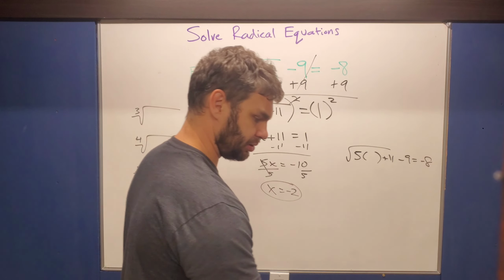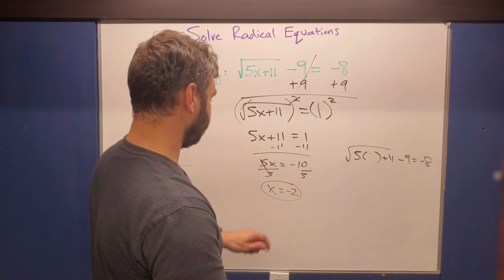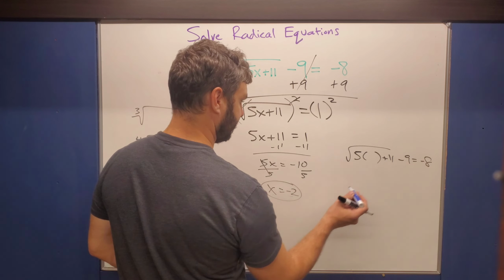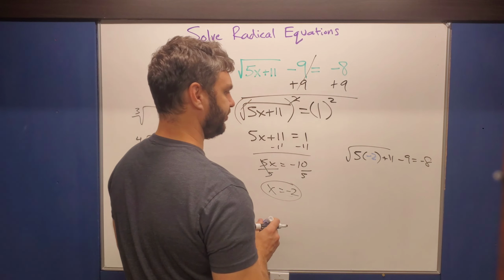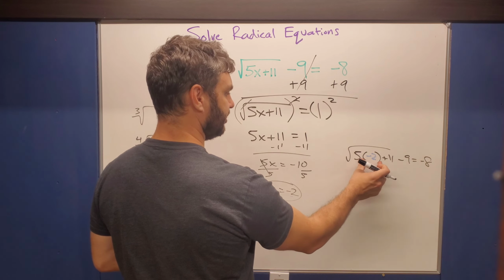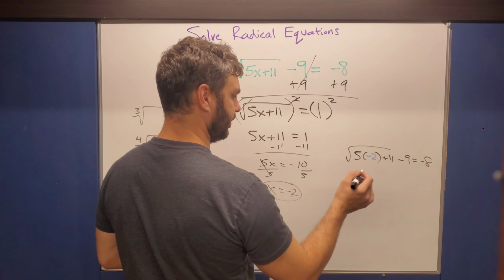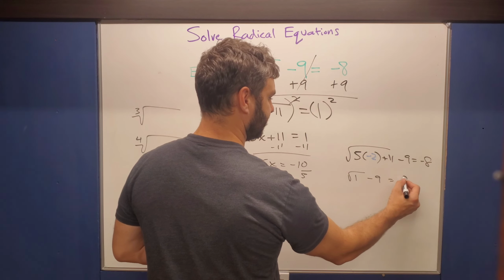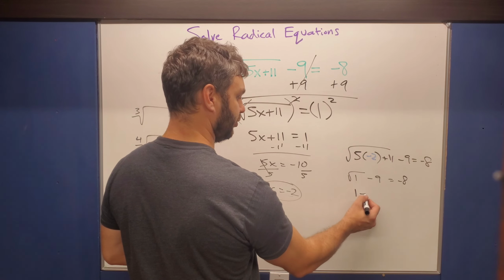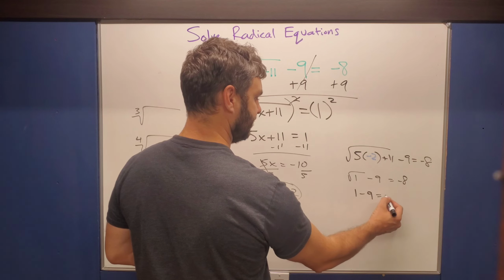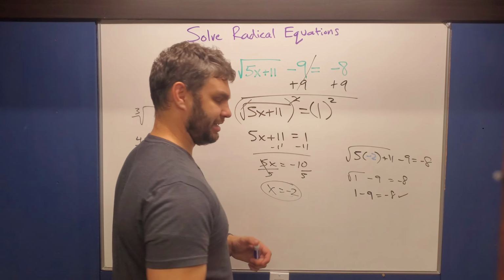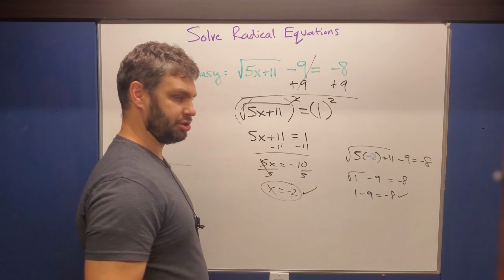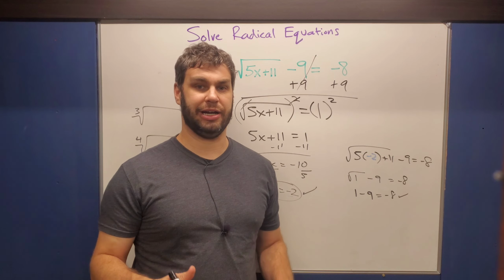So for example, this one here, let me get a different color. We're going to plug in -2 because that's what we got. If I do that here, that's going to be -10. -10 plus 11 is 1. So the square root of 1 minus 9. Does that equal -8? Well, square root of 1 is 1. 1 minus 9 is -8. So yes, that is true. I like to show this by putting a little check mark to show that it checks out. All right, let's try our medium level.